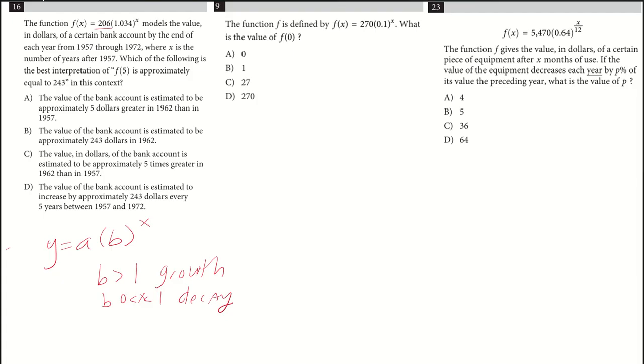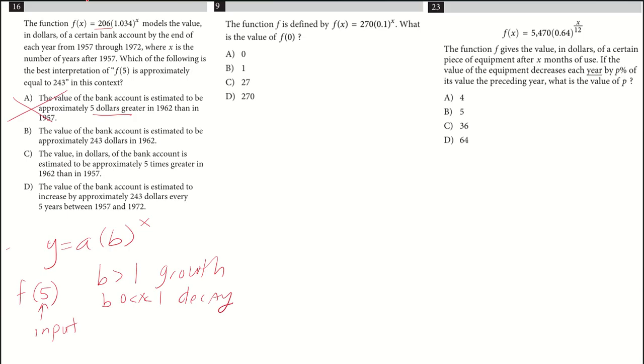Okay. So we know that this is growth. We know that x is our input, and that is going to be 5 because it says f of 5. Remember, function notation will be f of x. So f of 5 means 5 is our input. So it's 5 years because it says x is the number of years. Any answer that does not involve 5 years, or involves, let's say, $5, we know that's incorrect. So look at letter A. $5 greater is not going to be correct.